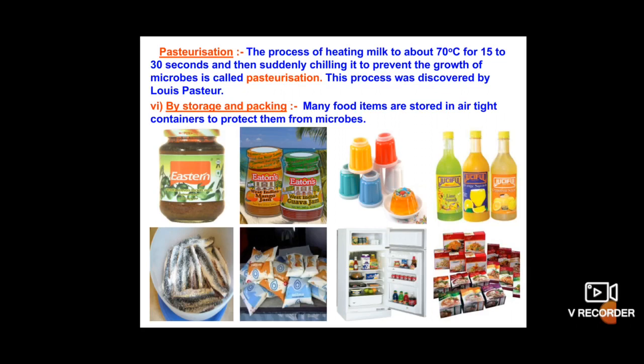Even proper storage and packing play a major role in avoiding the growth of microbes. Many food items are stored in airtight containers, and these airtight containers are very helpful to protect against the growth of microbes. These are all the things that we use for food preservation methods.